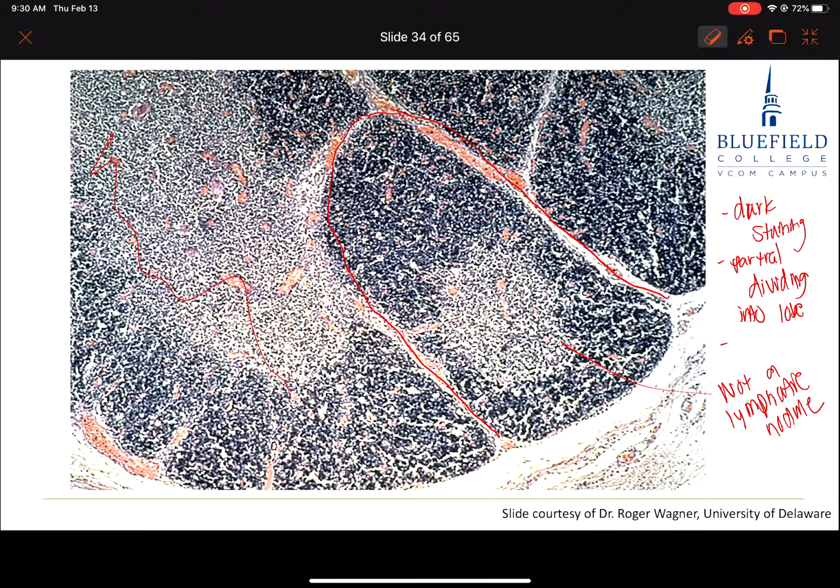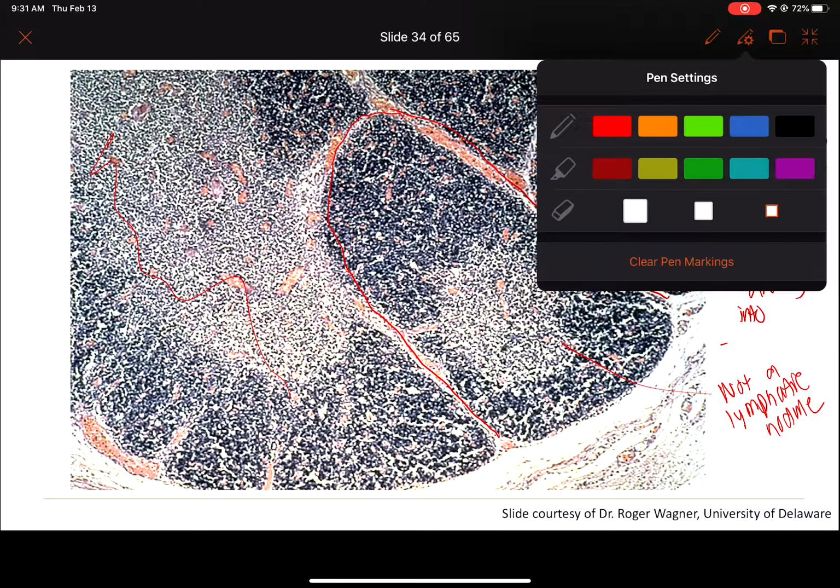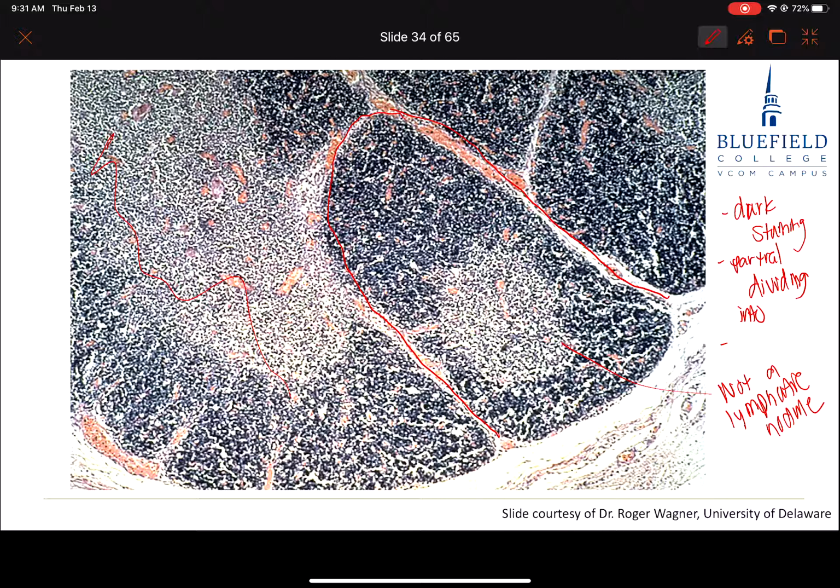Would crypts on a tonsil not connect like that with that? Continuing down, or if I look here, I've got tissue running through this. Crypts are open. Crypts are always open.